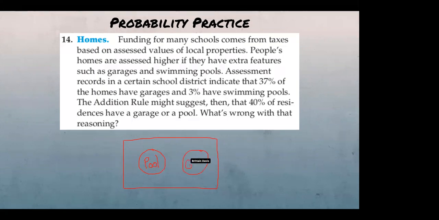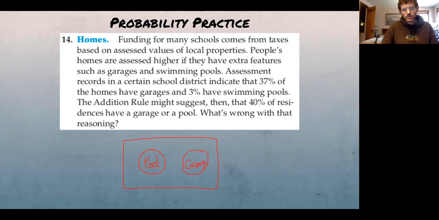Is it because it assumes they're mutually exclusive? Yeah, it's assuming that they're mutually exclusive. But is it possible, or is it even likely, that you could have a pool and a garage?